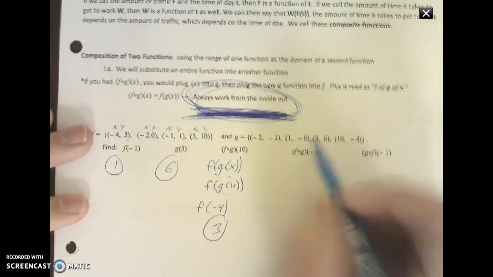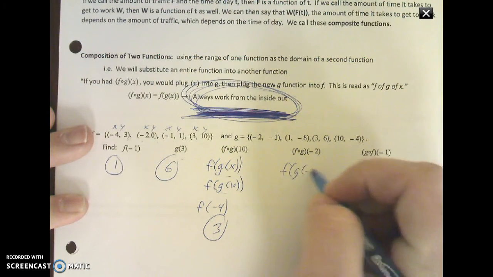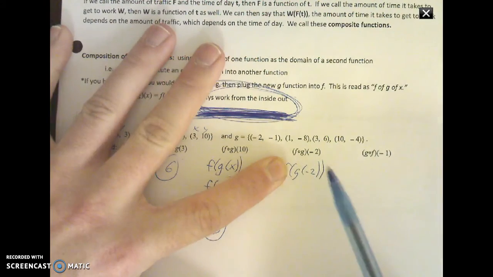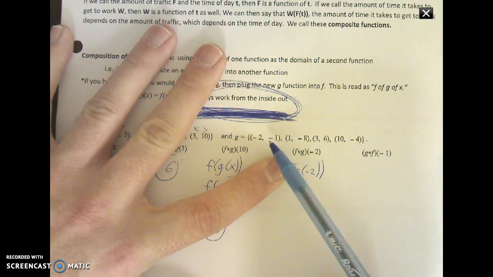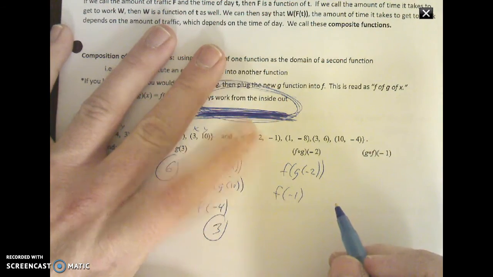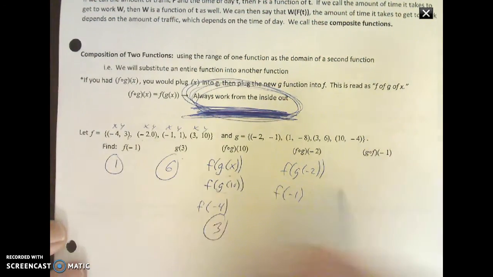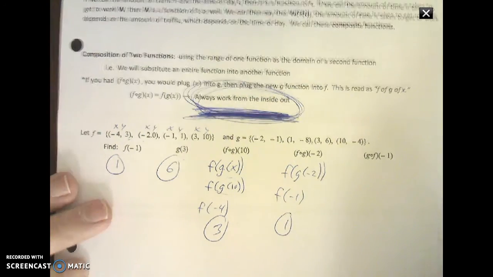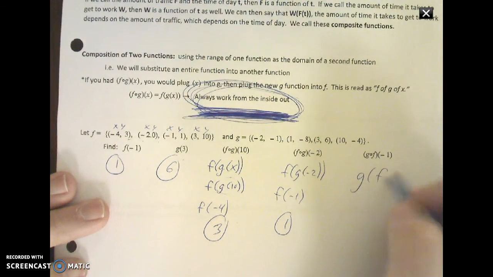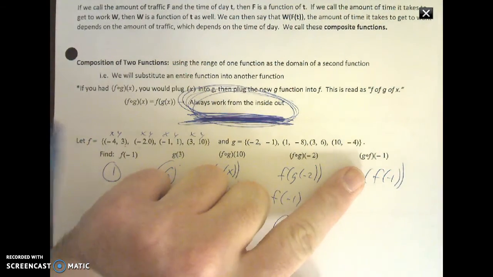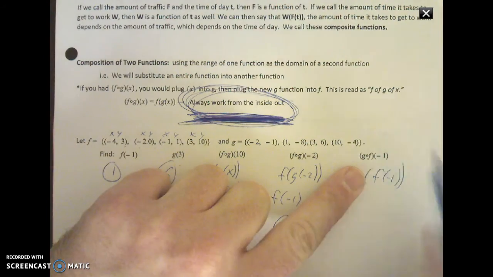All right. Here, f of g of -2. Work inside out. Cover it up. I don't care if you do this. I always do it too. g of -2 is -1. Just replaced it. F of -1 is 1. Simple, right? And then I can switch it up. F of -1, which is over here, which is +1.